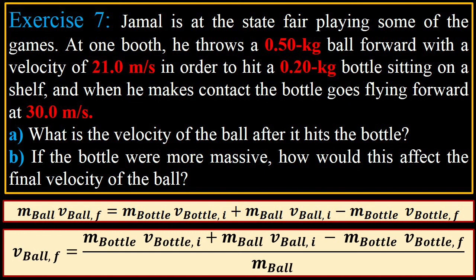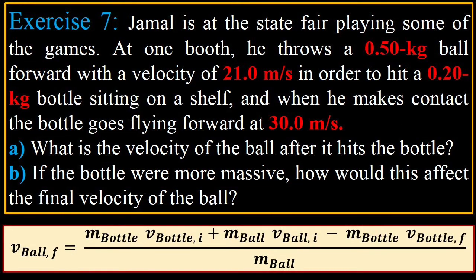Now it's just simply going to be plugging and chugging. I'm going to put in the mass of the bottle, the velocity of the bottle initial, the mass of the ball, the velocity of the ball initial, etc. So just keep in mind part B as we're doing this: if the bottle were more massive, how would this affect the final velocity of the ball?